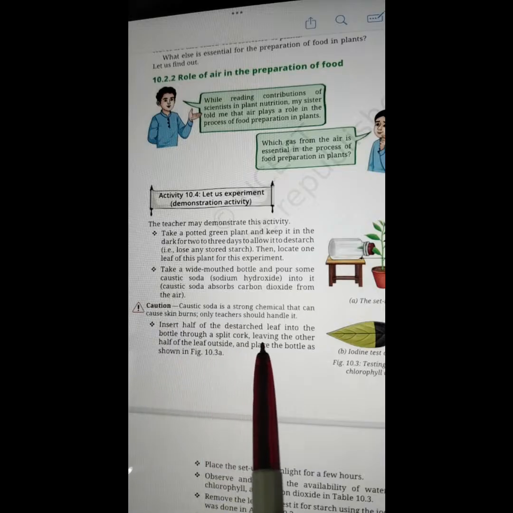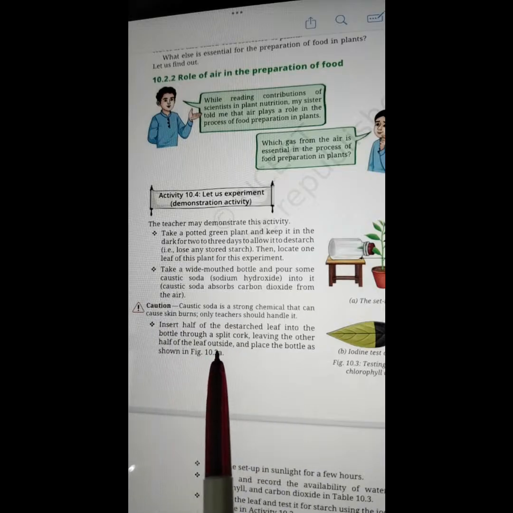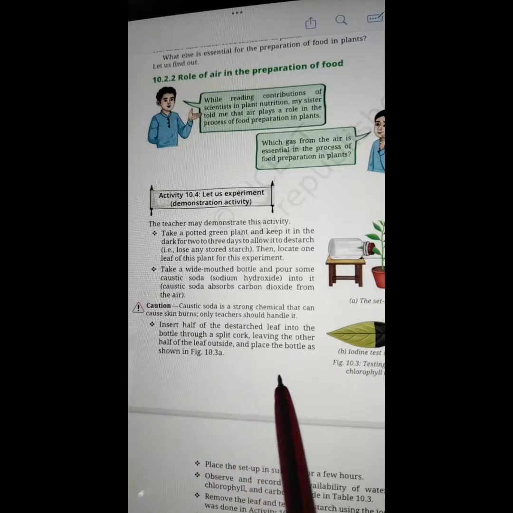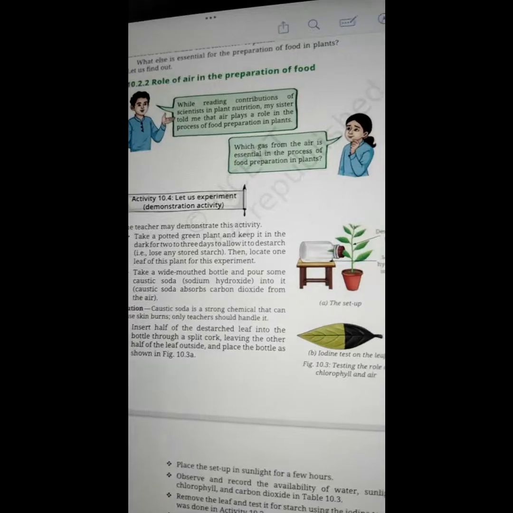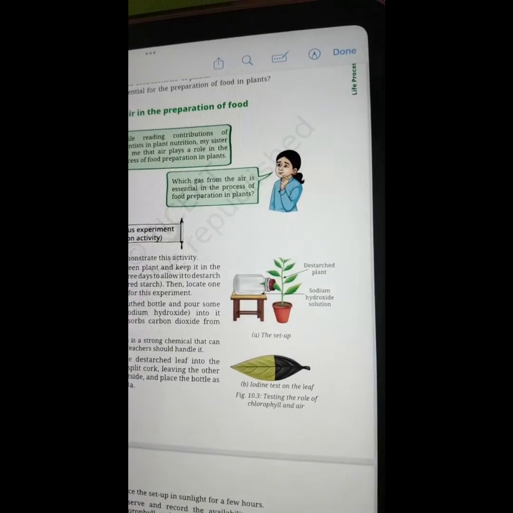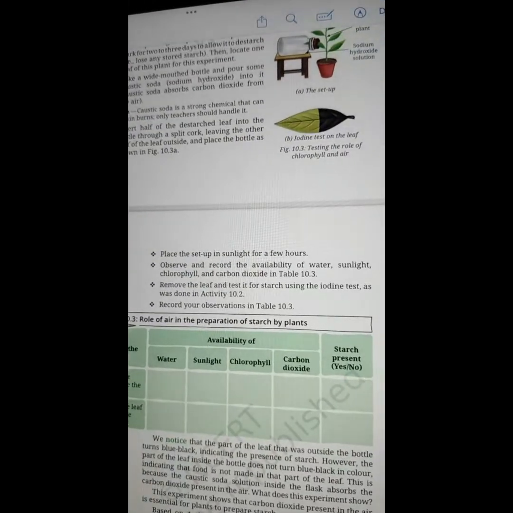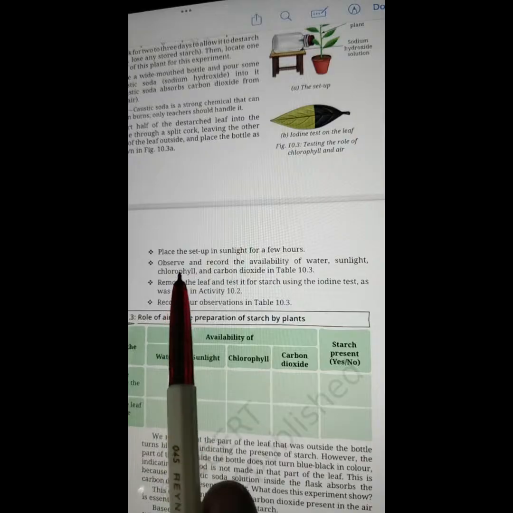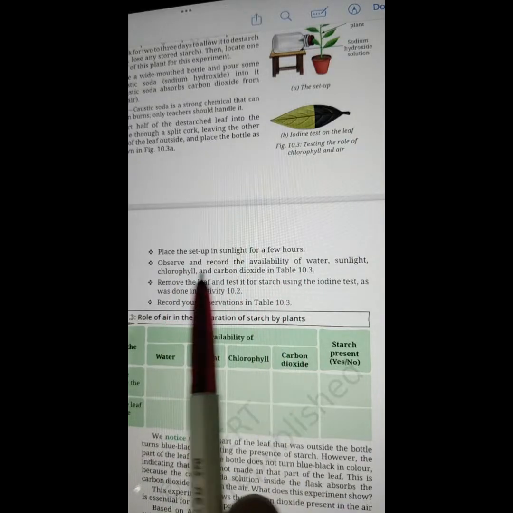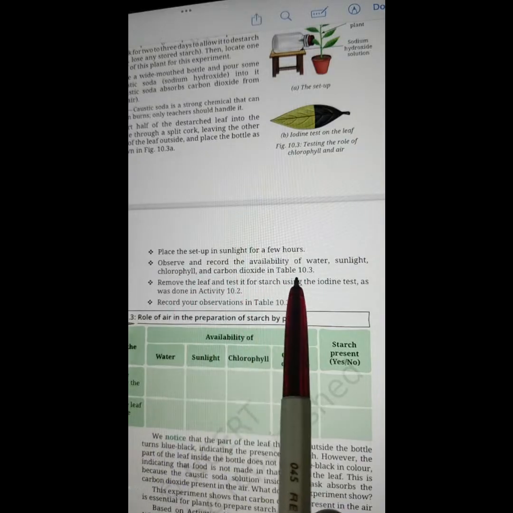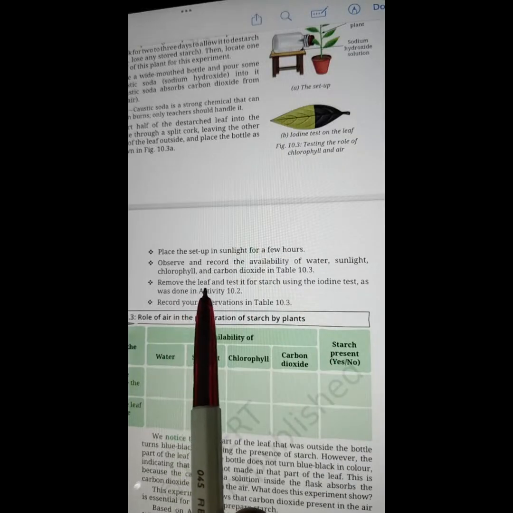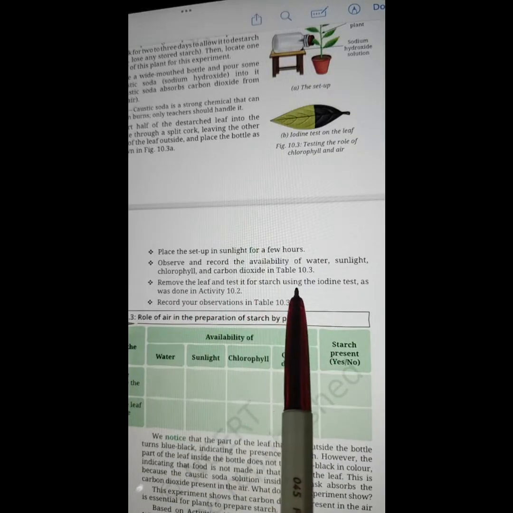Insert half of the de-starched leaf into the bottle through the split cork, leaving the other half of the leaf outside, and place the bottle as shown in figure 10.3a. So these are the images they are referring to in the text. Place the setup in sunlight for a few hours. Observe and record the availability of water, sunlight, chlorophyll, and carbon dioxide in Table 10.3.